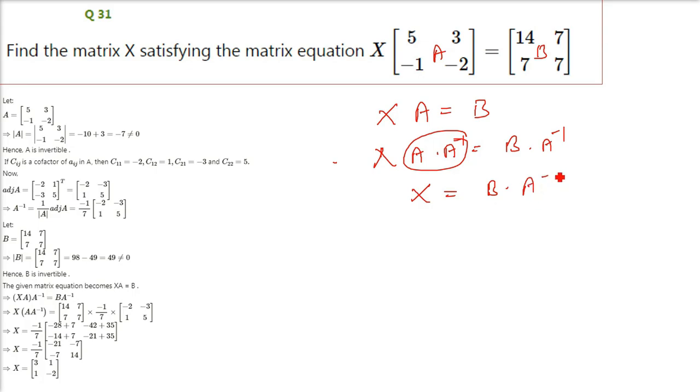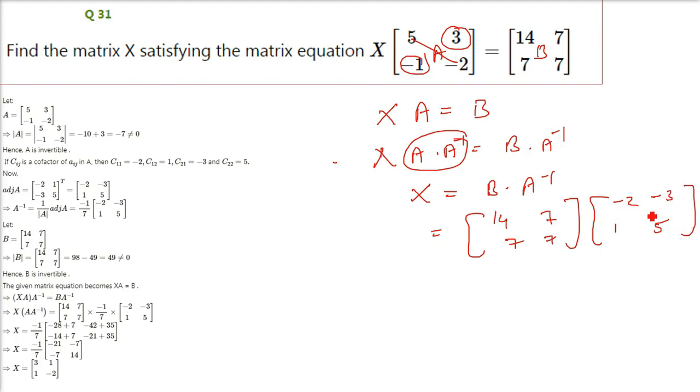And this B and A inverse. So let us take B here, 1, 4, 7, 7, and how to find A inverse? Exchange the diagonal elements, so minus 2, 5, and just change the sign of the other two elements. So I am changing the sign, and then you have to multiply this. I hope you will be able to multiply this. This is going to come. So the final answer will be this one, 3, 1, 1, minus 2.